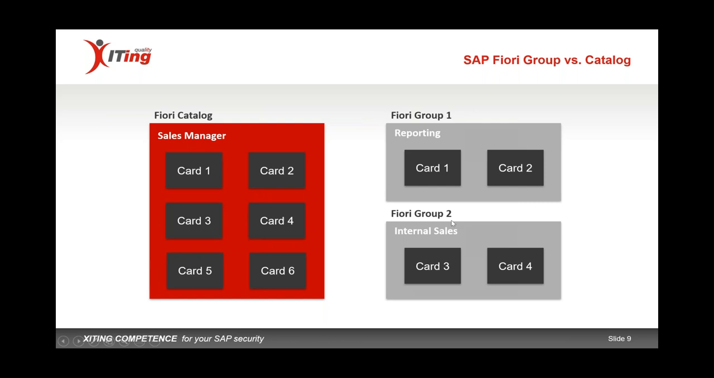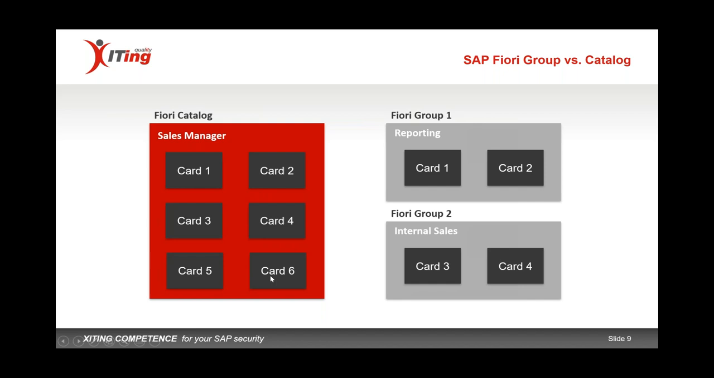And then in that reporting, I take a tile or a card here, an application like card one here from that sales manager catalog. And then I add another card and to my other group, I add maybe card three, card four. And now if the user logs on to Fiori and we authorize the catalog and the two groups, what basically happens is that the user on the landing page will see the reporting and the internal sales and then the applications underneath. Important to understand, we can see I have four applications in the groups, but the catalog comes with the six. So card 5 and card 6, which are two applications, they're not shown in any of the two groups, but the user will still be authorized for those two as well. They will not pop up on the homepage, but again, the user can access them.